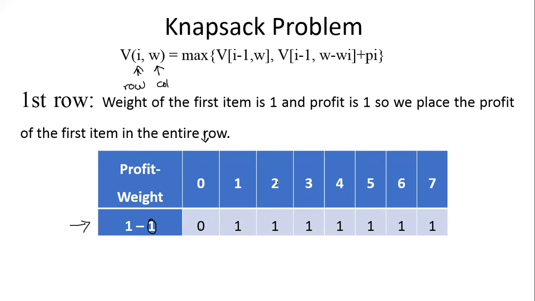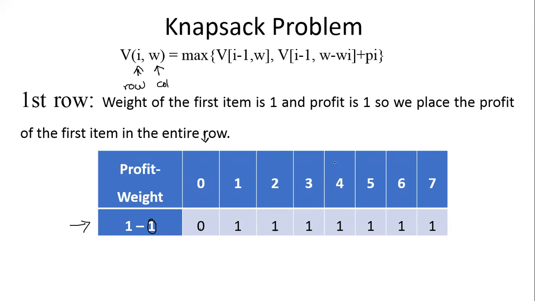Same way, for the next capacity of the bag, we will place the entire item and we will earn 1 profit. The empty place of the bag will be left. If the capacity of the bag is 3, then we will place the entire item because the weight is 1. That's why we will earn a profit of 1. Same way 4, 5, 6, 7. So the first item weight is 1 and profit is 1. So we place the first item, with the corresponding profit, in the entire row. This calculation is for the first row.